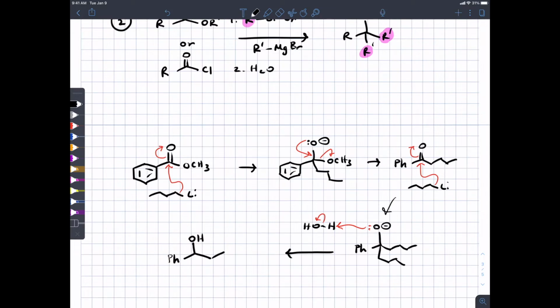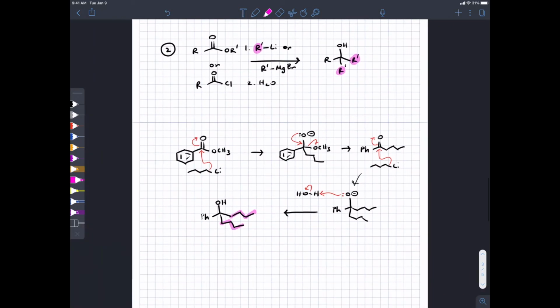And you can tell that a tertiary alcohol has been made via this method because it will have two of the same thing attached to the tertiary carbon. All right? So that's how organolithiums and Grignards react with acid chlorides or esters. Cuprates do something different.